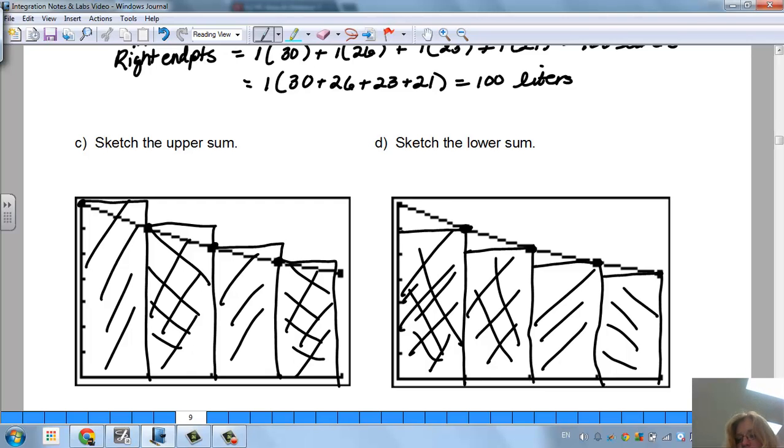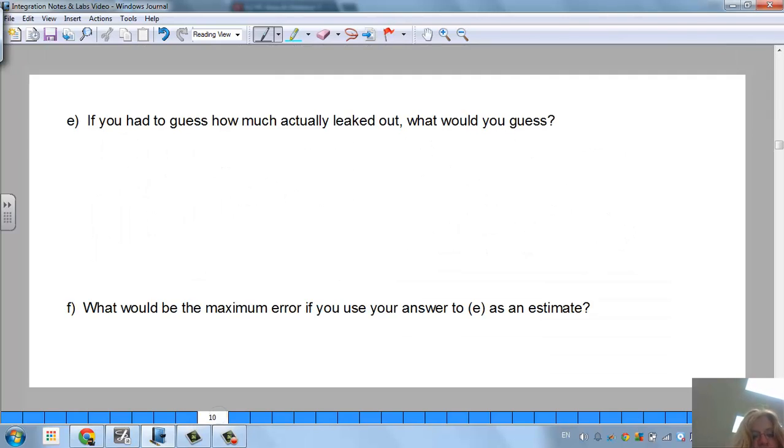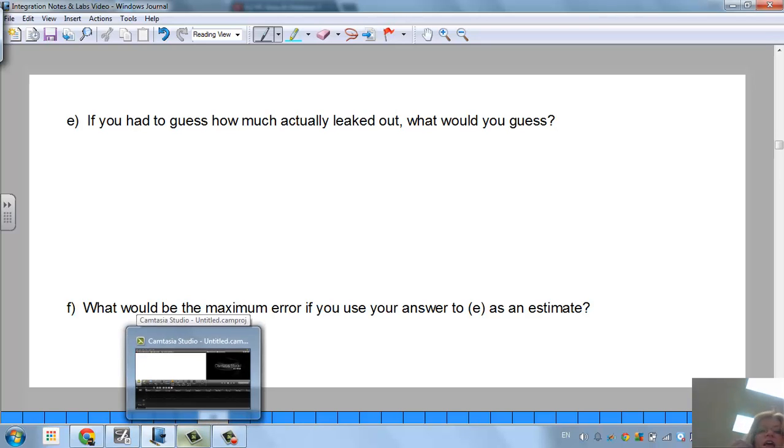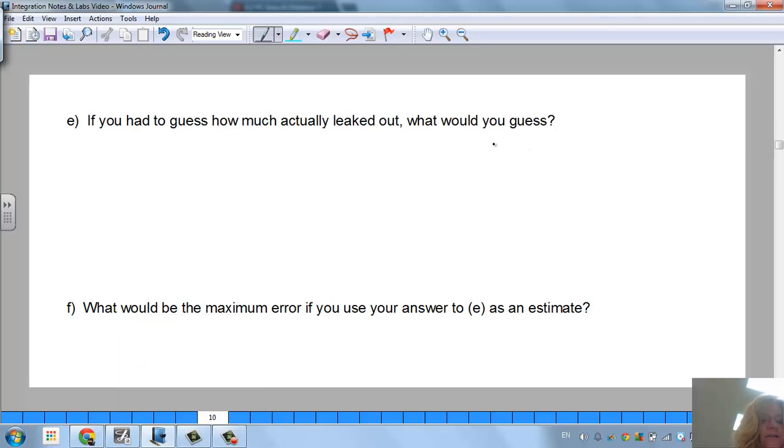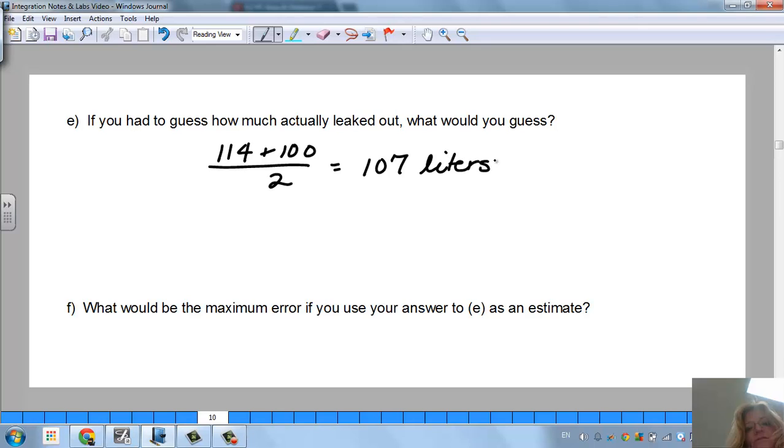Now there are some more problems here on the next page. So if we had to guess how much actually leaked out, what would you guess? Well, I'm going to take my upper sum plus my lower sum and basically find the average. Let's divide it by 2. So I'm going to guess roughly that 107 liters leaked out.